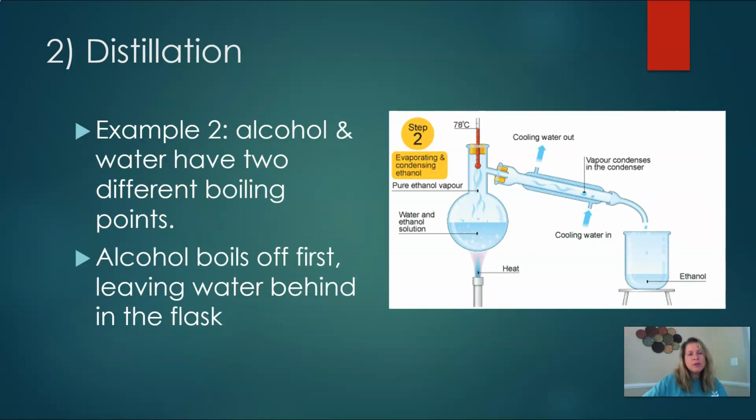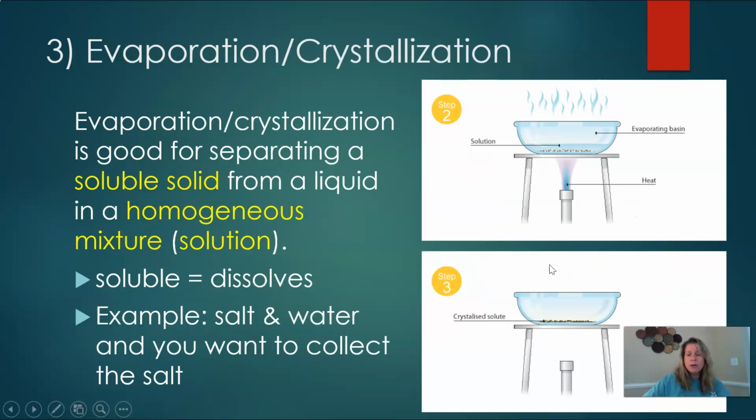You can also use distillation if you have two liquids that are soluble in each other. So an example would be alcohol and water. They mix really well and they have two different boiling points. Alcohol boils at a really low temperature. So if you have a solution of water and alcohol and you subject it to heat, then that alcohol is going to start boiling off first and it's going to leave the water behind. And so similar situation, as the alcohol rises up, it condenses, you can collect that alcohol and you'll have pure water left behind. All right, so that's distillation.